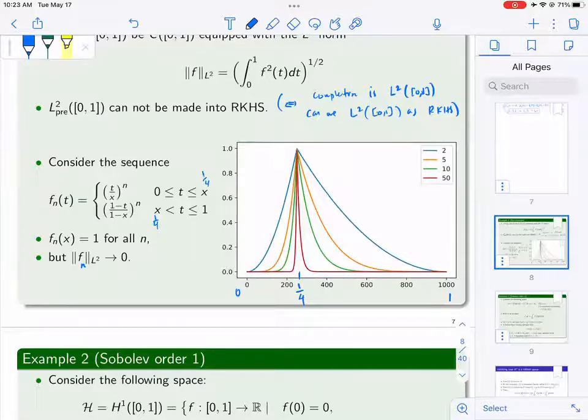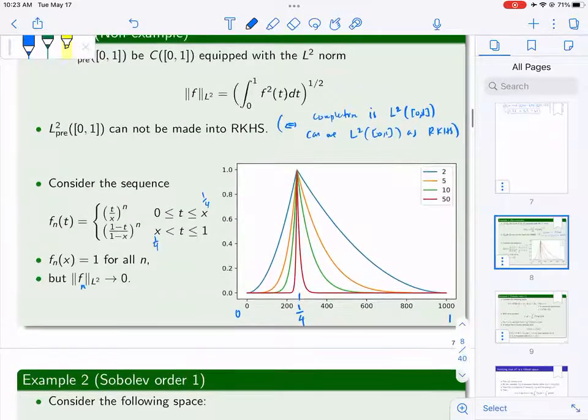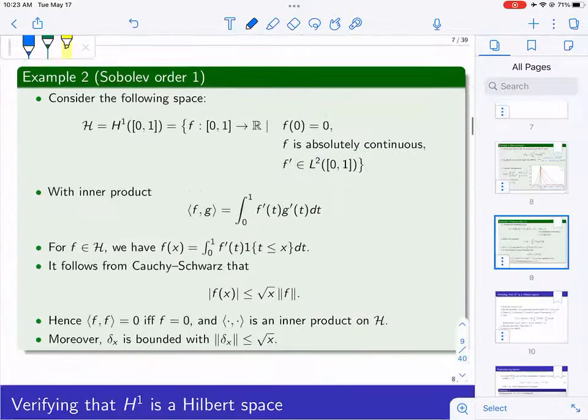This is without looking at kernels and stuff like that. You just have a vector space of functions. It's a Hilbert space. You can ask whether it's an RKHS by looking at the evaluation functional. Any questions? Okay, so what is an RKHS? So here's an example where it is an RKHS.